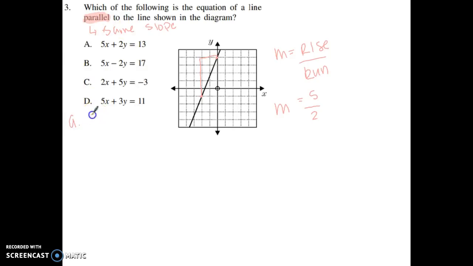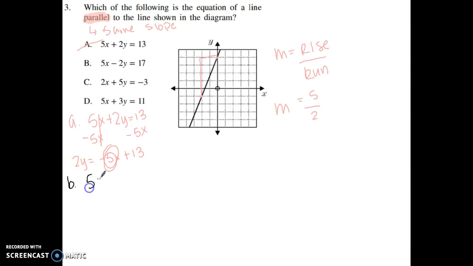For example, for A, it says 5x plus 2y is equal to 13. In this case, we are solving for y, so I'm going to go ahead and subtract 5x from both sides, so this can cancel. And we are left with 2y is equal to negative 5x plus 13. Right off the bat, we can end our search right there because we have a negative 5 and we need a positive 5. So we know that A is not our answer. We can go to B.